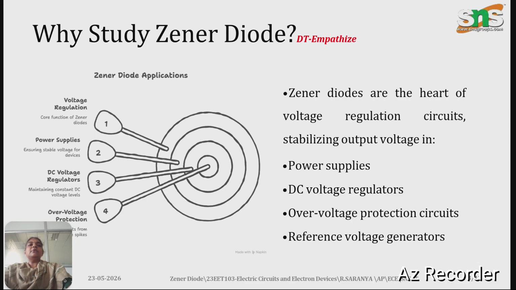In order to overcome this disadvantage, the Zener diode is fabricated with heavy doping on both sides, producing a very narrow depletion layer which allows a stable voltage drop, which is called Zener voltage. This feature enables the Zener diode to work as a voltage regulator for all circuits and stabilizers in power supplies, DC voltage regulators, overvoltage protection circuits and reference voltage generators.